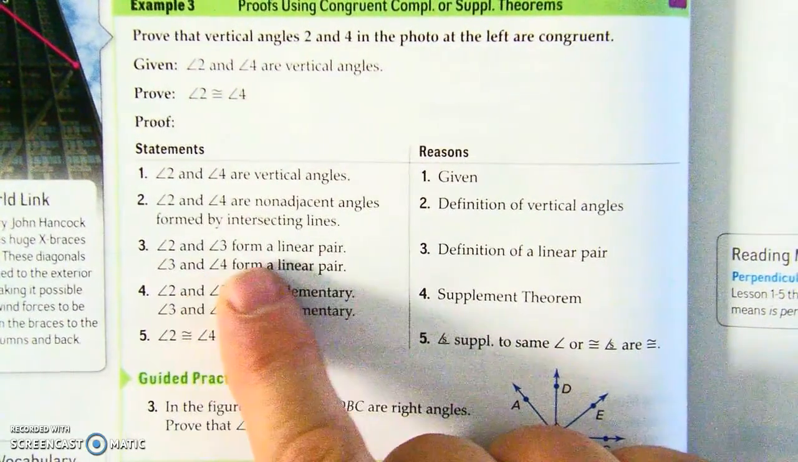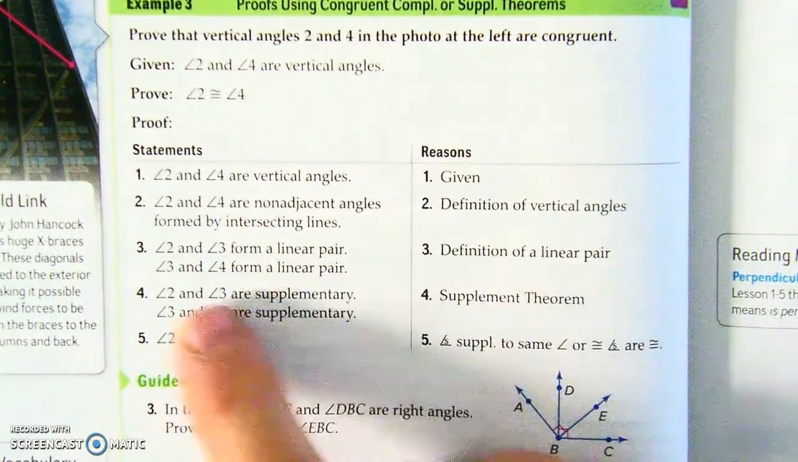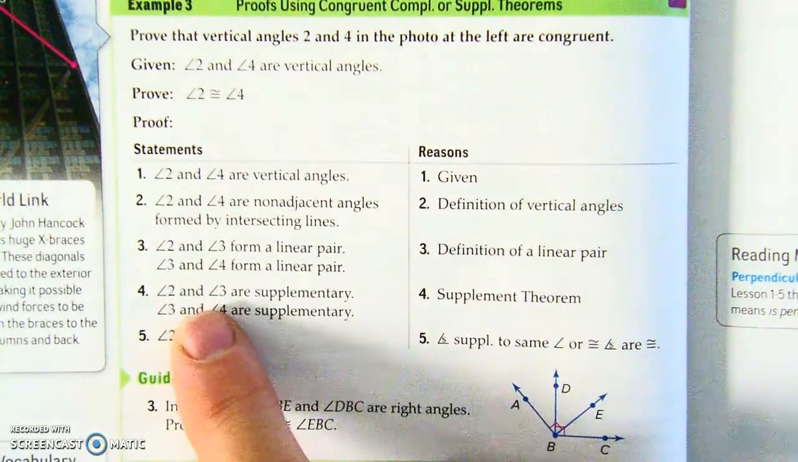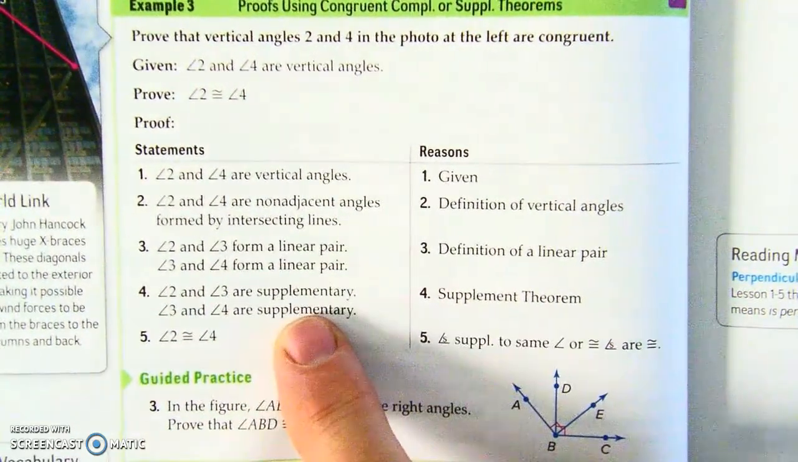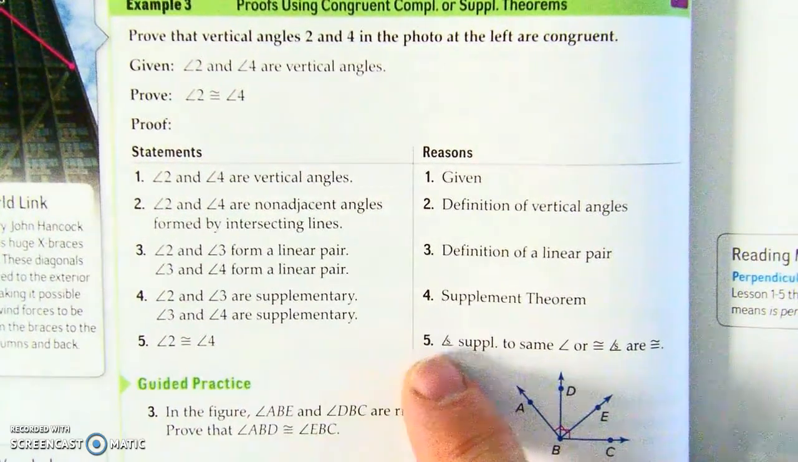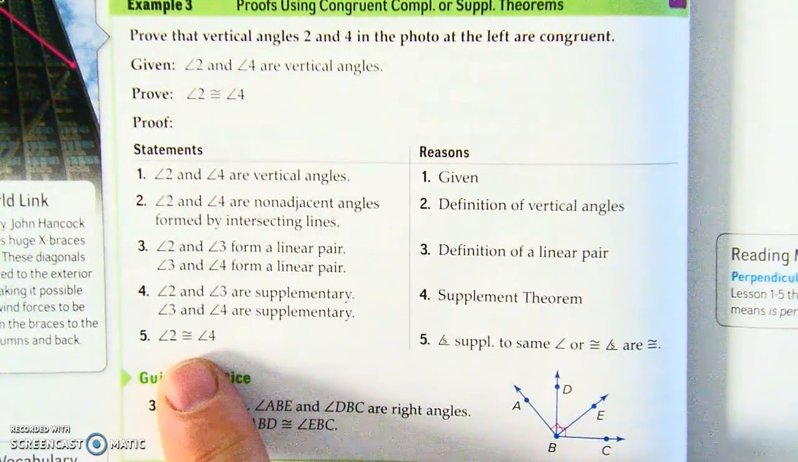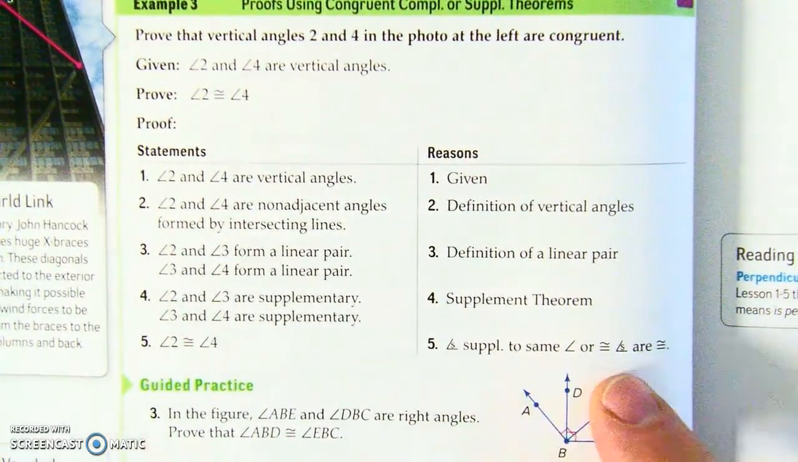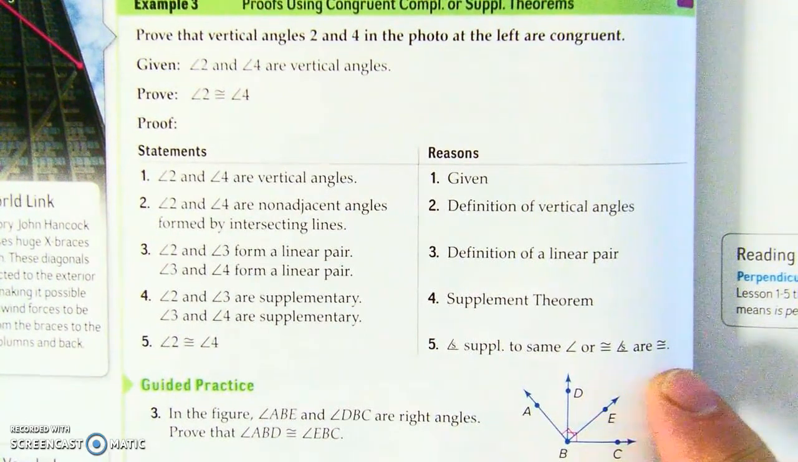So angle 2 and angle 3 form a linear pair. Angles 3 and 4 form a linear pair. Therefore, 2 and 3 are now what? Supplementary, because if they're a linear pair, they're supplementary. Angle 3 and angle 4 are also supplementary because of that. And then we can say that angle 2 is congruent to angle 4 by supplements of the same angle are congruent.